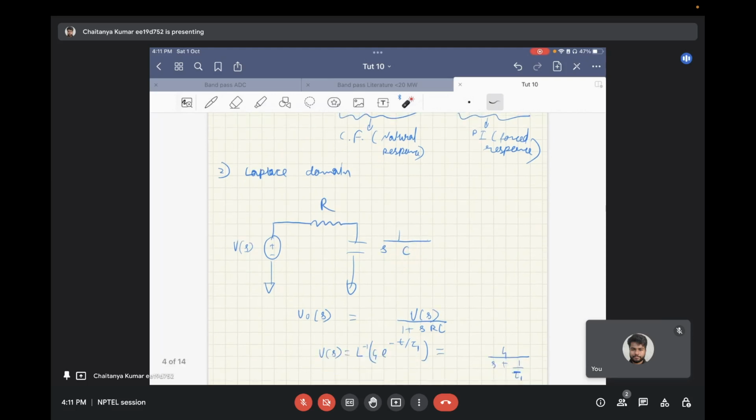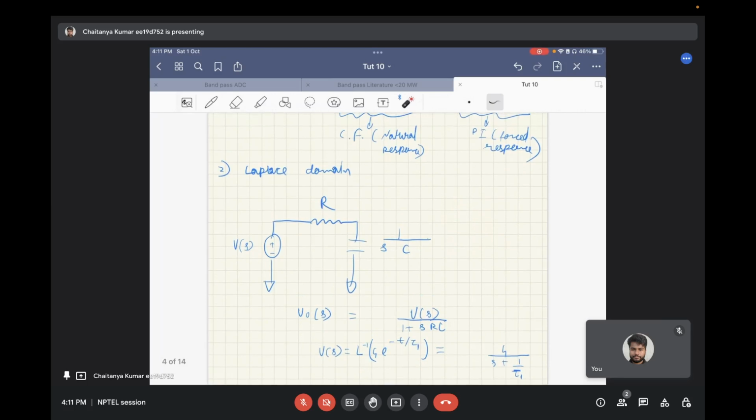So from there, now here you can apply the resistive divider. A resistive divider is basically ZC upon ZR plus ZC, where ZC is the impedance of the capacitance and ZR is the impedance of the resistance. So from there you get the relationship between input and output as Vs upon 1 plus S times RC.